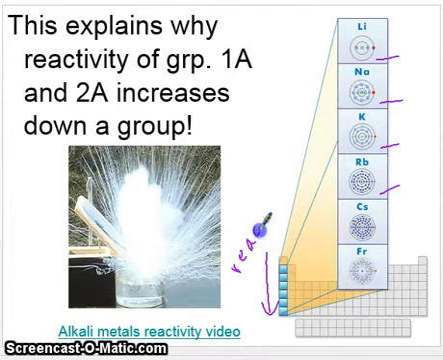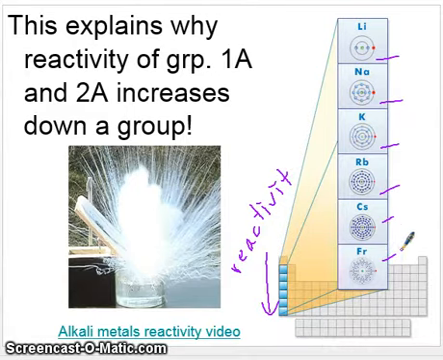So reactivity increases as you go down. And that's because it becomes easier and easier to remove an electron the further it is. And because reactivity depends on electron movement, electrons are being removed much more easily, so the reactivity increases.